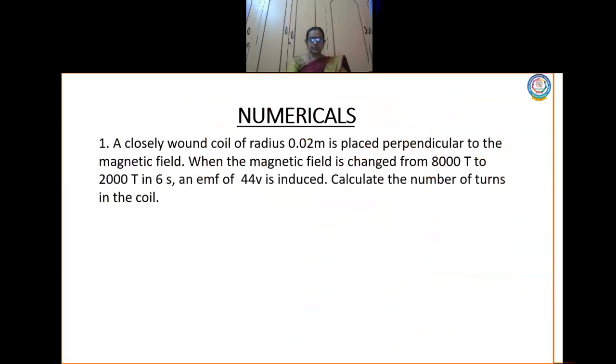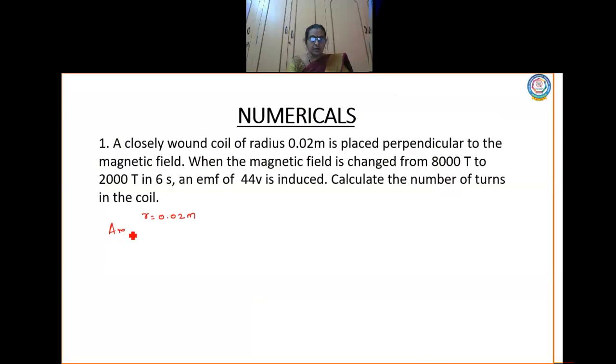Now this is your book back sum. I'm going to discuss 3 sums from your book back, so please make a note of it. Let us start with this sum. A closely wound coil of radius 0.02 meter. Let me write down the data: radius is 0.02 meter.